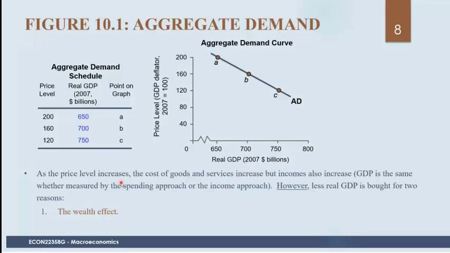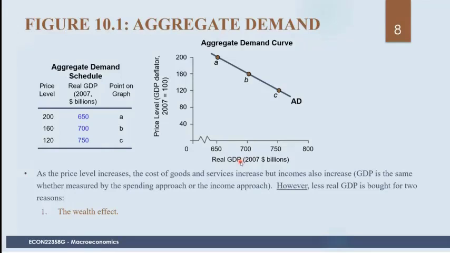So as the price level increases, think about being maybe at point C here. As the price level increases, the prices of goods and services increase, but incomes will also increase. And remember, GDP is income as well, right? Remember, we can have the spending approach or the income approach.